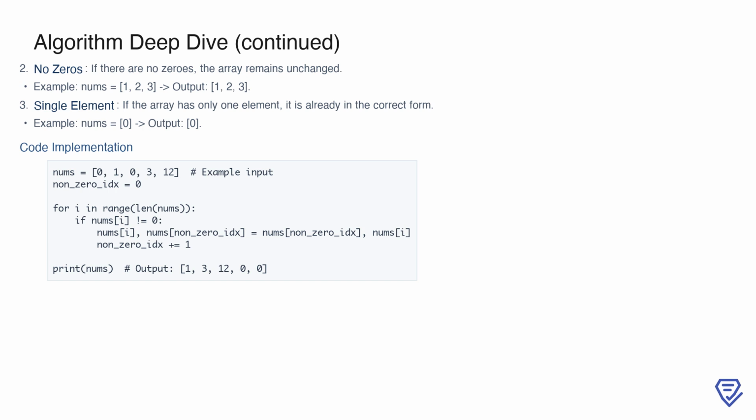To implement this solution in Python, we can use the following code: initialize non_0_idx to 0, and iterate through the array with a for loop. For each non-zero element, swap it with the element at non_0_idx and increment non_0_idx. At the end of the loop, the array will have all non-zero elements at the front and zeros at the back. This simple yet effective implementation ensures that the task is completed in O(n) time with O(1) space complexity, making it highly optimized for large inputs.